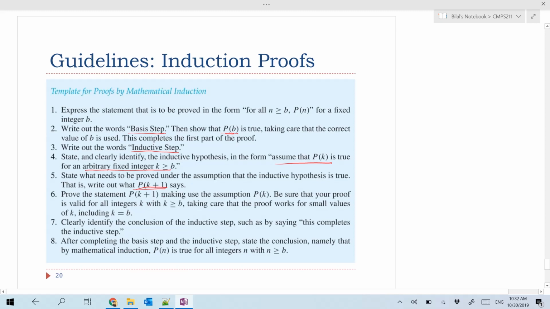Okay, and the idea is to make the implication that p of k implies p of k plus 1 true for an arbitrary k. If this is done, then you can conclude finally by induction that p of n is true for all integers n that are greater than or equal to your base step.